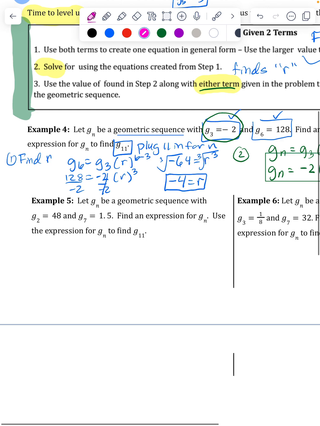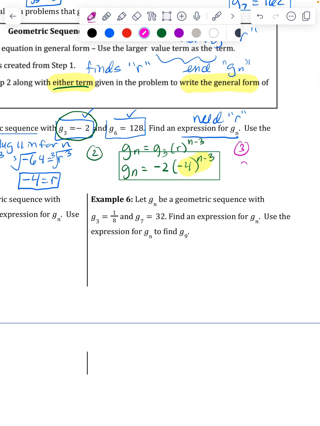So step 3 says to use your expression to find G sub 11. Great, easy peasy. I'm going to plug in an 11. Okay, would I have to do this without a calculator? 100% not. But when you do this on your calculator and in your brain, that exponential part's going to get done first. And because -4 is raised to an even power, it actually turns out to be positive. So when multiplied by a negative, your answer to that 11th term is -131,072.